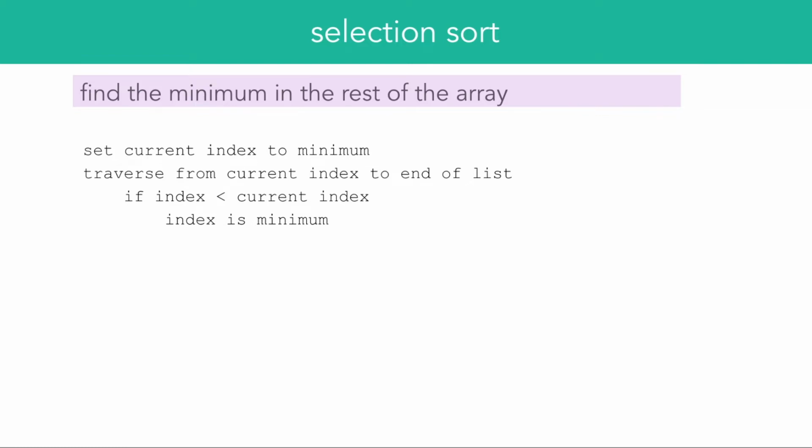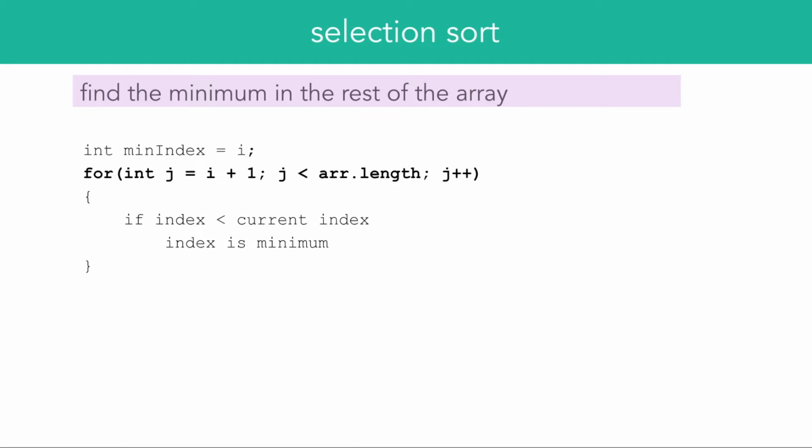Then, we want to traverse from the current index to the end of the list, looking for a value that is lower. If the value of an index later in the list is lower than the current index, that index is the new minimum. We want to start by setting a new variable, minimum index, equal to the current index. Then we want to create another traversal from the current index to the end of the list. The selection sort algorithm contains a nested loop.